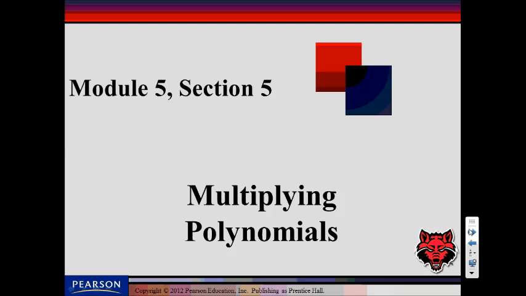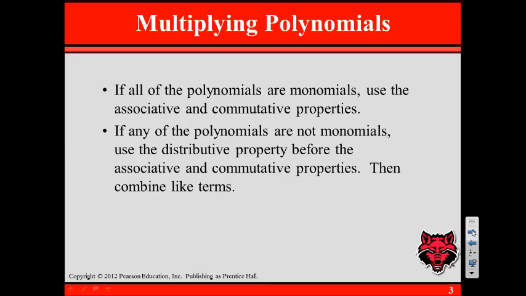Section 5, we will begin discussing multiplying polynomials. If all the polynomials are monomials, remember that means one term, then we will use the associative and commutative properties. Simply, we will rearrange and put the constants next to one another, put the variables next to one another, and then use the product rule with variables that we learned in Module 5, Section 1 to combine those variables together.